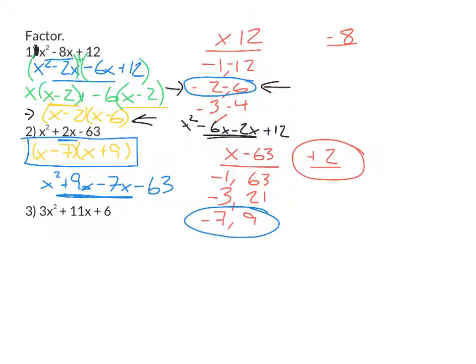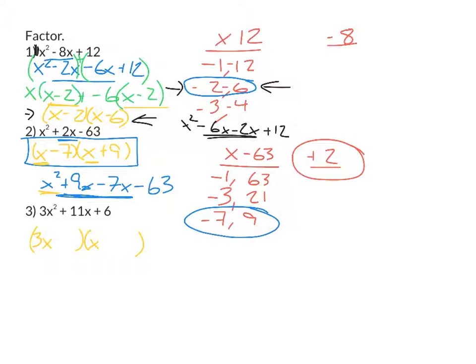Now, it doesn't work quite the same speed with number 3 if we were going to try to do it that way. If I were to make my two sets of parentheses, I need numbers at the front that multiply to make 3x squared. These are the firsts, right? In my first, x times x are what made the x squared. Now, we're lucky enough that 3 is prime, so there's only one option, 3x and x.